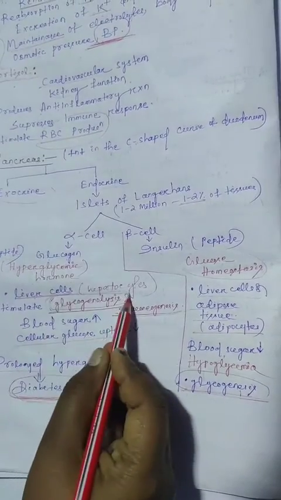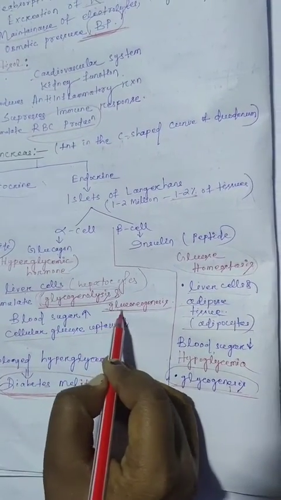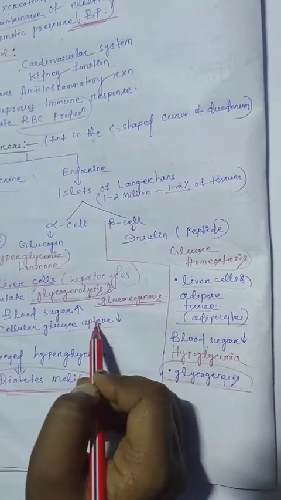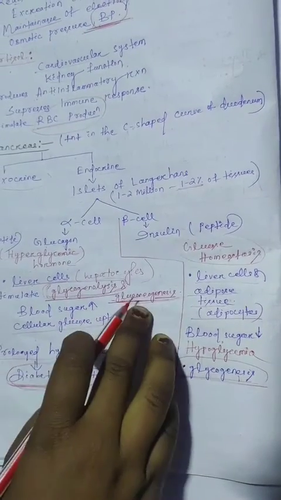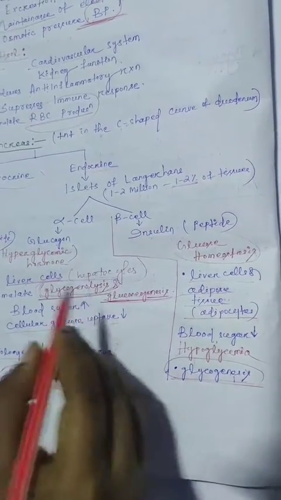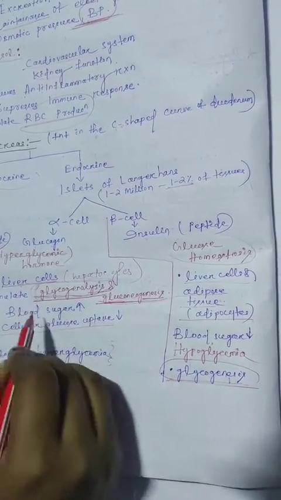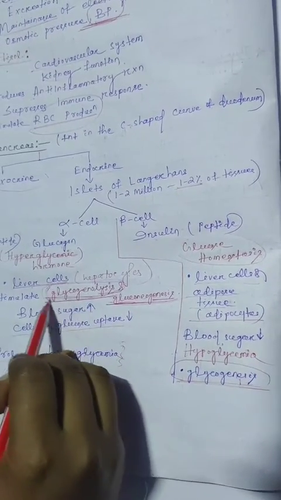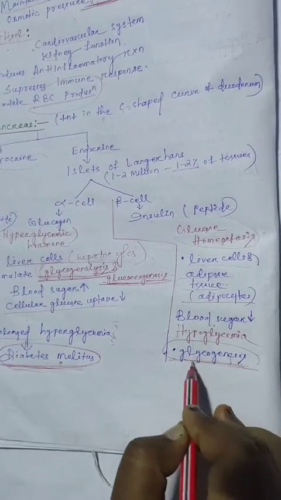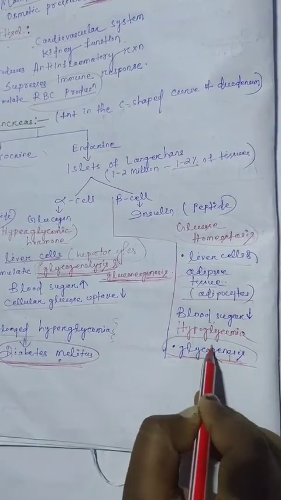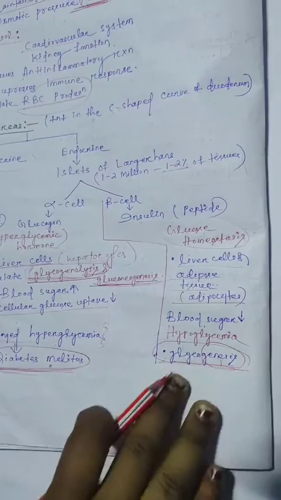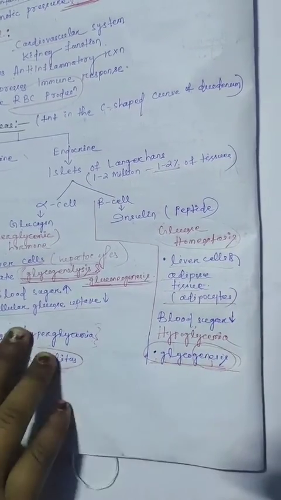This term is also important as I have discussed: gluconeogenesis means formation of glucose from non-carbs. Like this, glycogenolysis. Lysis means breakdown, and glycogen, so breakdown of glycogen will be glycogenolysis. And here also we have one term, that is glycogenesis. Again, genesis means formation, so glycogen formation will be termed as glycogenesis.